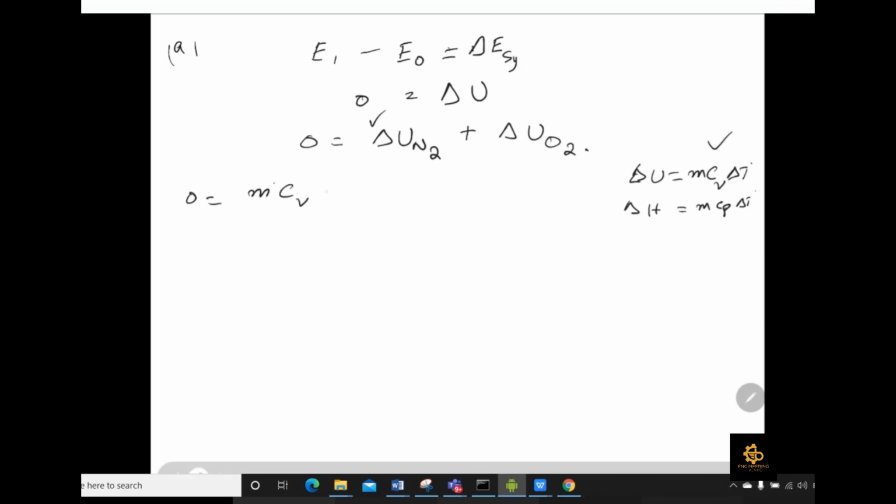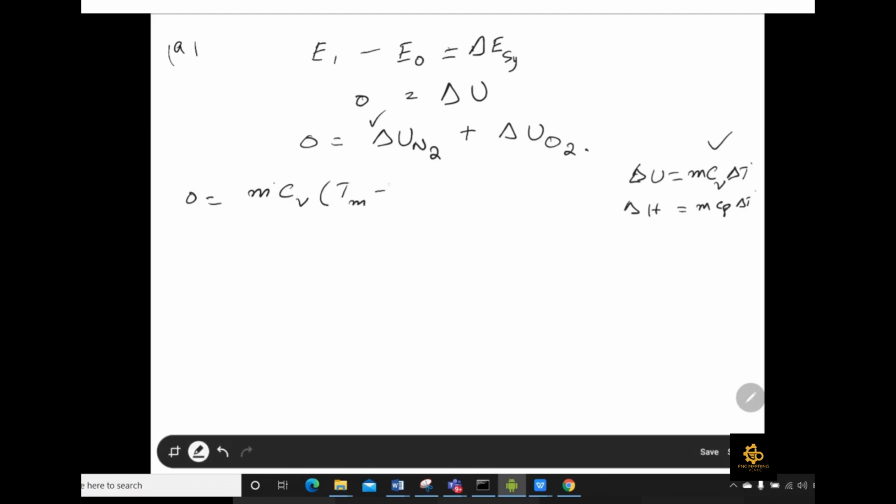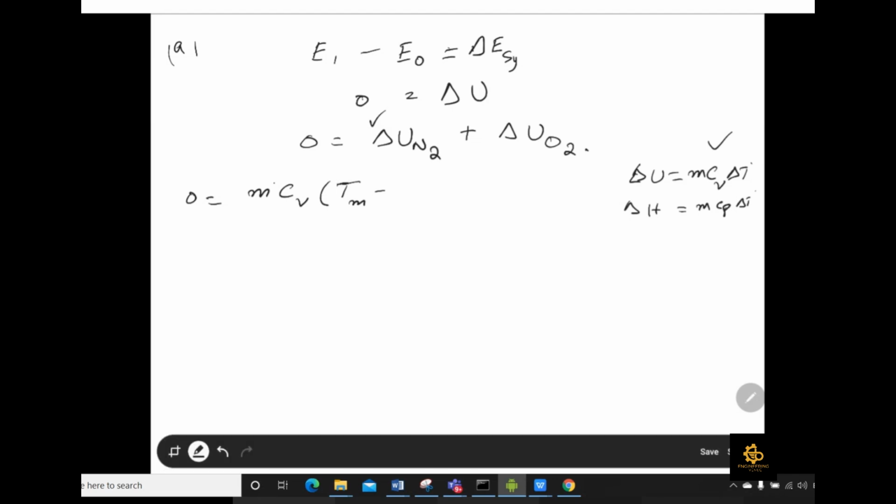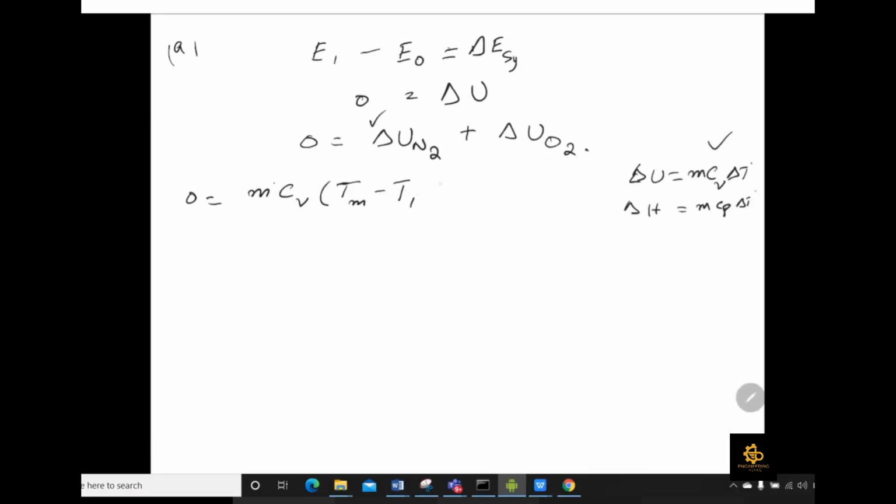m Cv (Tm - T1), where Tm is the mixture temperature, because once you mix two components your final temperature will be the mixture temperature. For example, if you are mixing two liquids at 40 and 20 degrees C, the final temperature depends upon the mixing process. So Tm is the final temperature and T1 is the initial temperature.